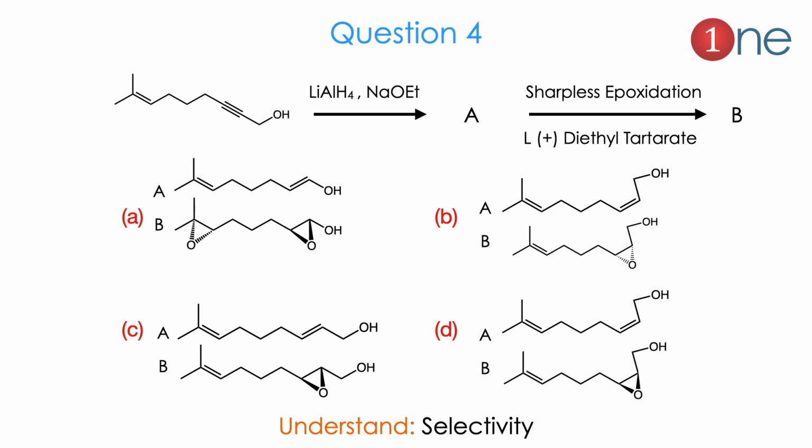Then question number 4. The starting material is an alcohol with a triple bond and a double bond. Here they are asking about lithium aluminum hydride and sodium methoxide, and the second step is Sharpless epoxidation, and L plus diethyl tartrate is given, which is DET. They are asking you to guess the product. It's a simple reduction and epoxidation reaction. The question is all about stereoselectivity, where the epoxidation occurs, and where the triple bond becomes a double bond.